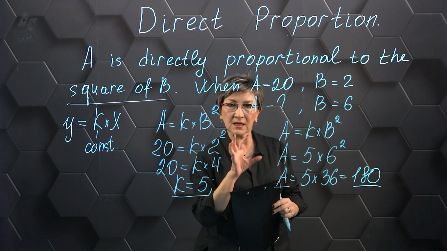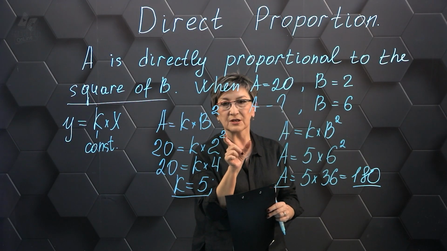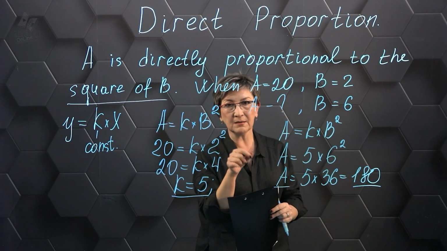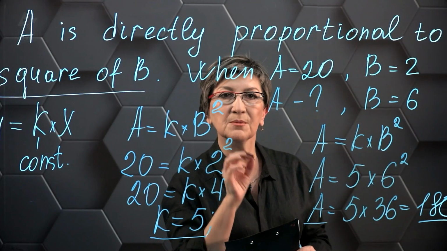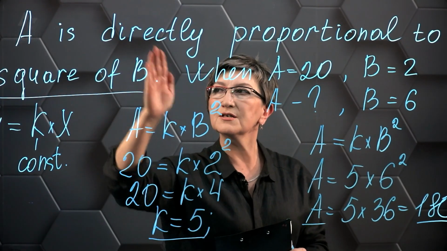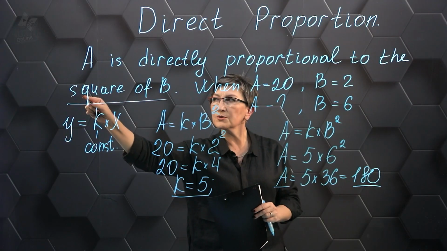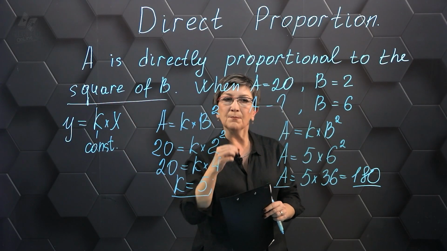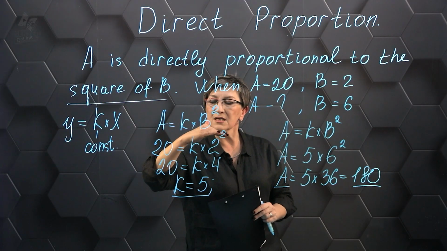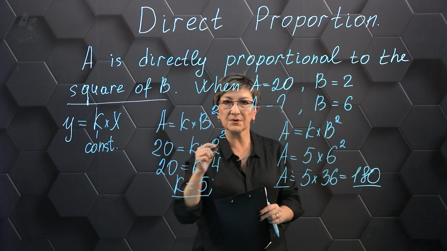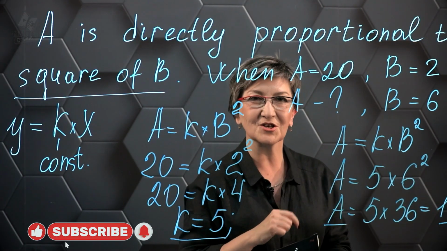Solving problems on proportionality, pay attention to the conditions. What are these values? Directly proportional, or we will consider also inverse proportionality. If the quantities are directly proportional, pay attention to the conditions. In our case, we have the value of A is directly proportional to the square of B. And then, using our notation of direct proportionality, we found the value of K and then the value of A.